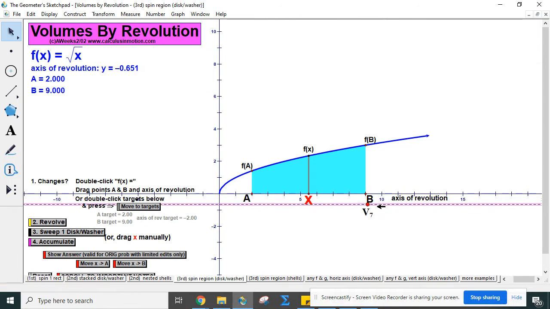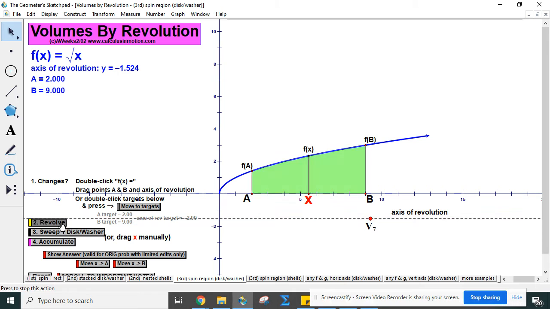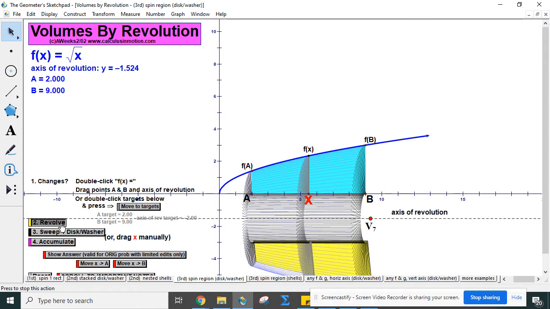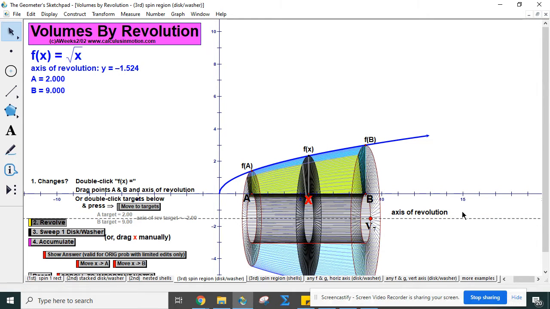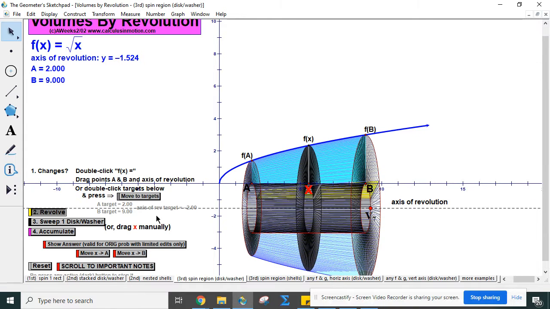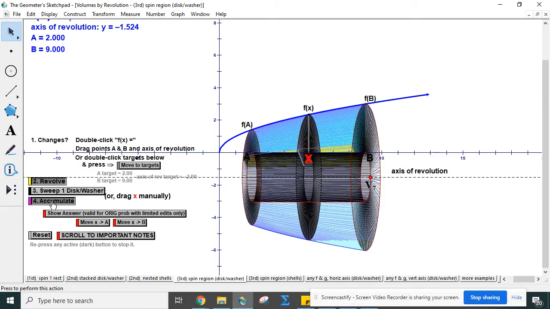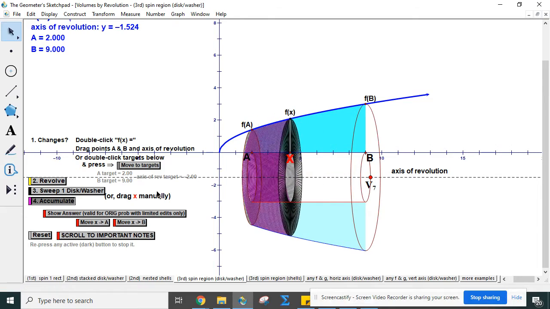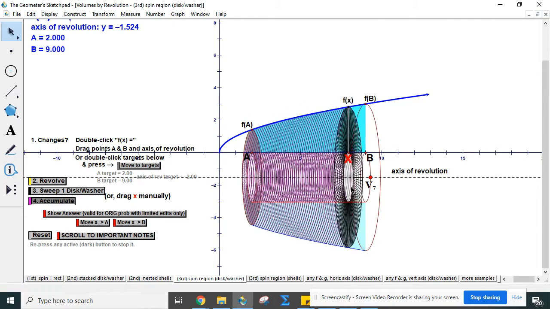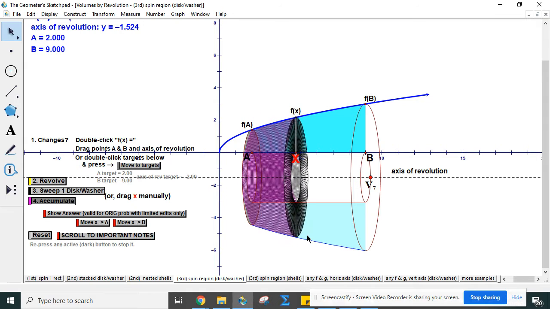Okay, I can take that axis and move it down and revolve again. And again, same figure, same jet engine, same bullet, but this time now I have a cylinder bored into the middle of it. And again, I'd have a series of washers stacked up to make that figure.